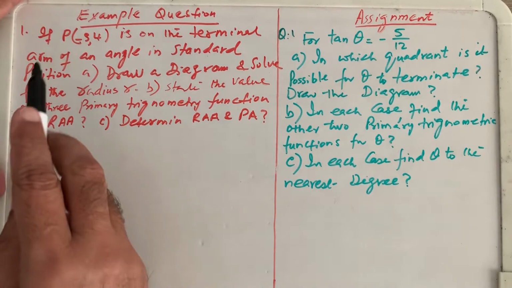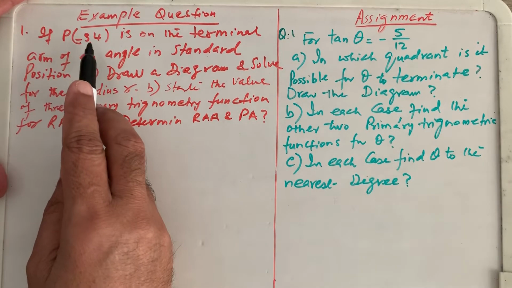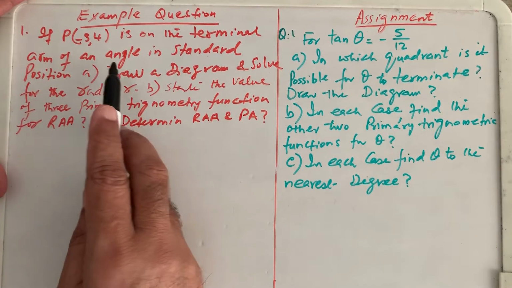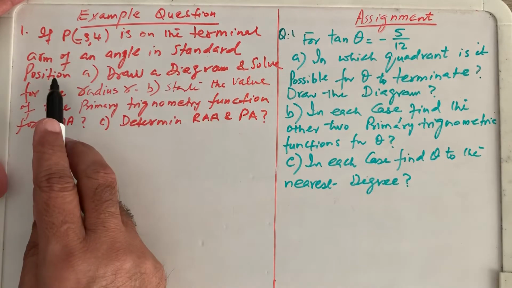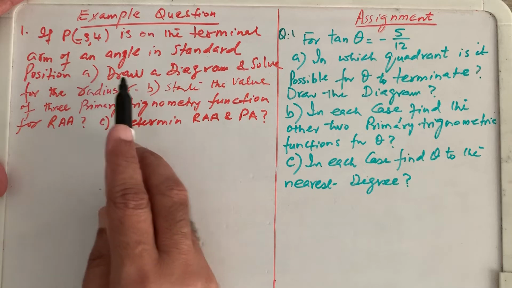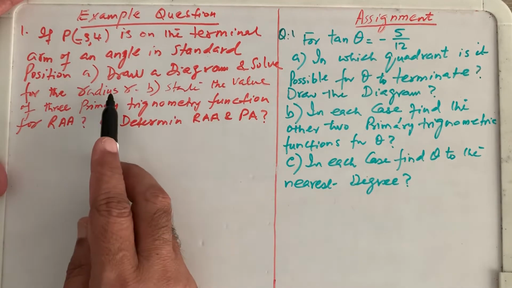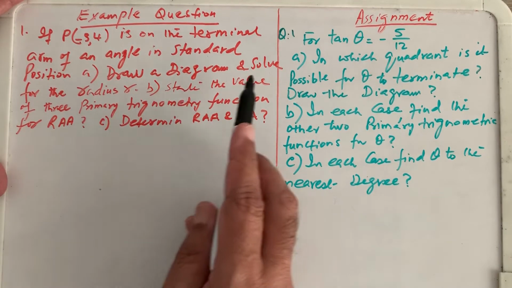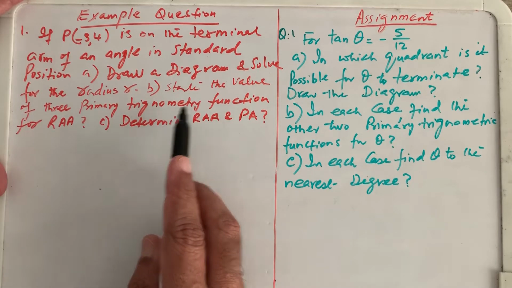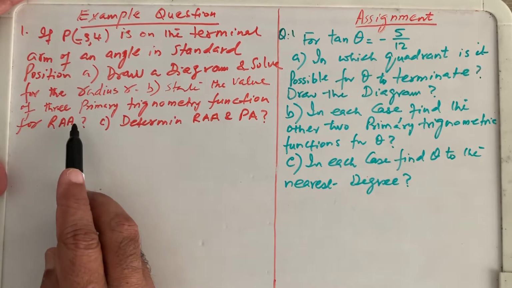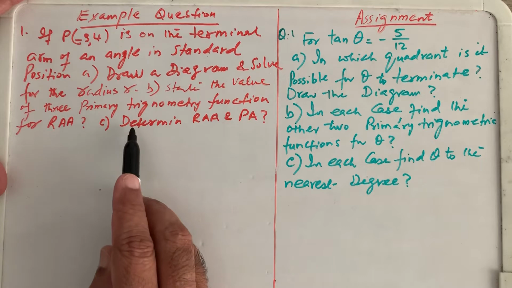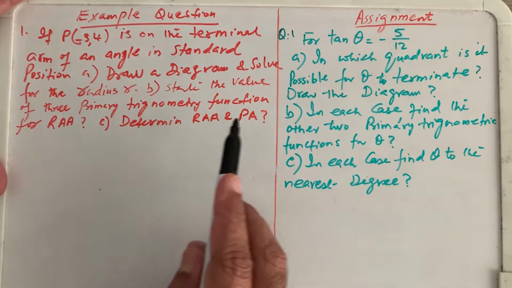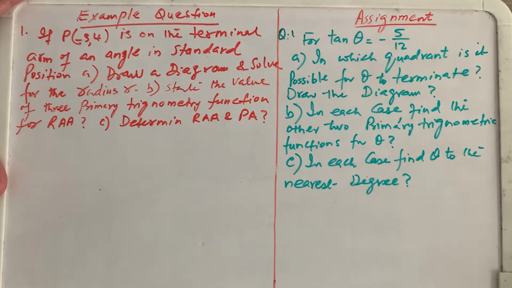So the question is: if P is the point (-3, 4) on the terminal arm of an angle in standard position. Part A, draw the diagram and solve for the radius r. Part B, state the value of the three primary trigonometric functions for the RAA. Then determine the RAA and PA. What is RAA? Related acute angle. And PA, principal angle.